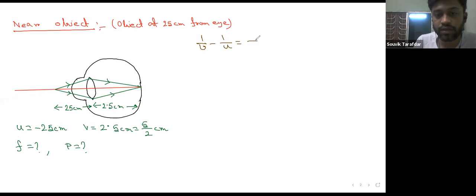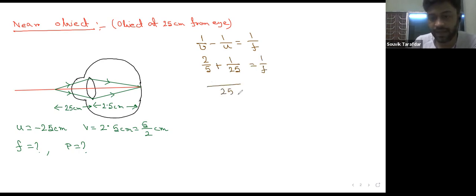1 by U is equal to 1 by F. 1 by V is equal to what? 1 by 5 by 2 means 2 by 5. Minus 1 by U means minus 25, minus of minus means plus 1 by 25, which is 1 by F. Let's do the LCM. 25. 5 is a 25, 5 to the 10 and 1. So it is 1 by F. So F is equal to how much? 25 by 11, this much of centimeter. Understood? This is the focal length.